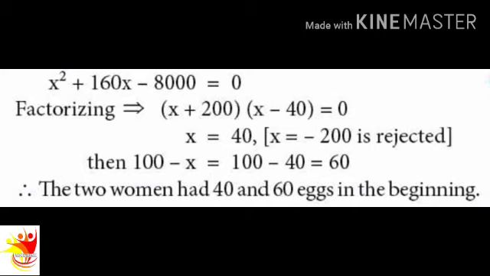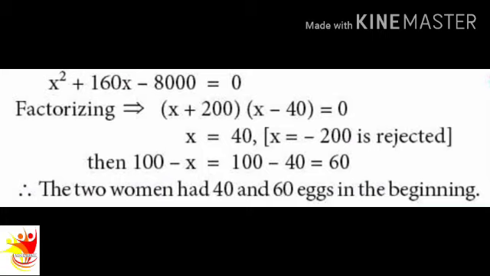Use the factorization method. The product of the two numbers is minus 8000 and the sum is 160. Therefore we get the two numbers 200 into minus 40, that equals minus 8000, and 200 minus 40, that equals plus 160. x plus 200 equal to 0, we get x equal to minus 200. x minus 40 equal to 0, we get x equal to 40. Minus 200 is not possible. Therefore we get x equal to 40.